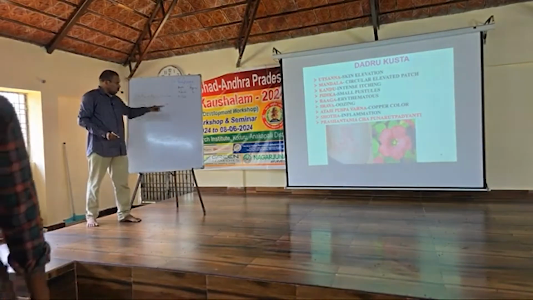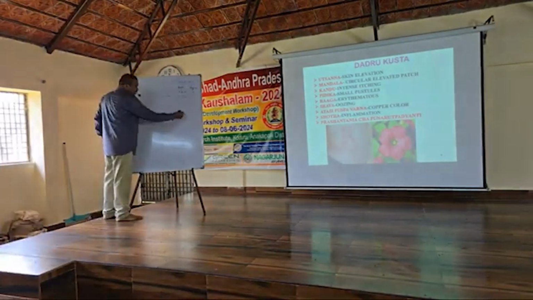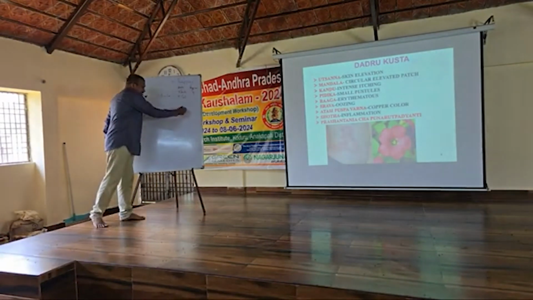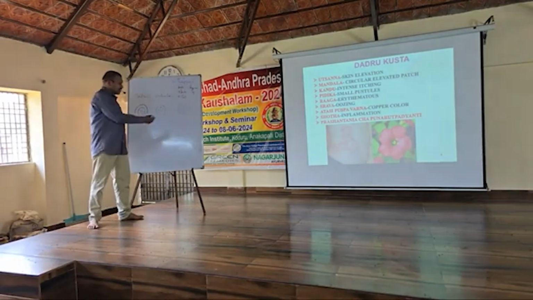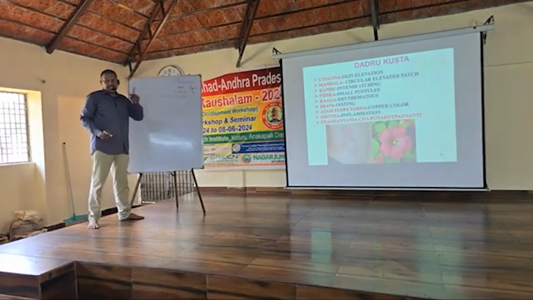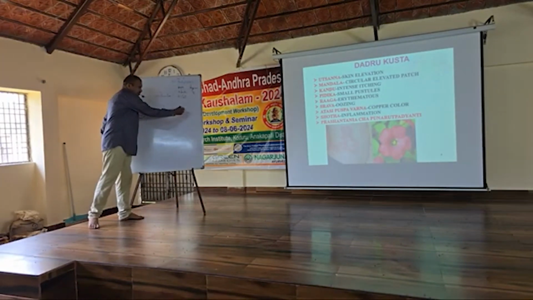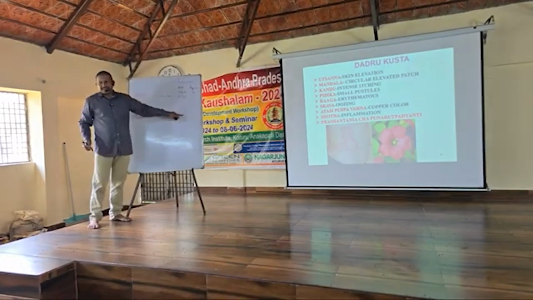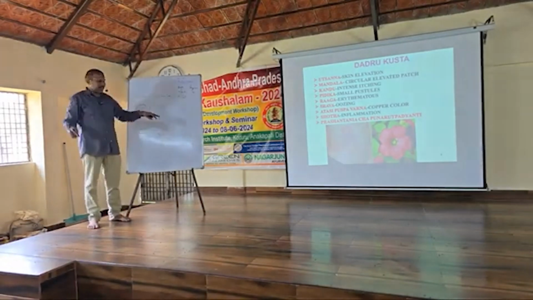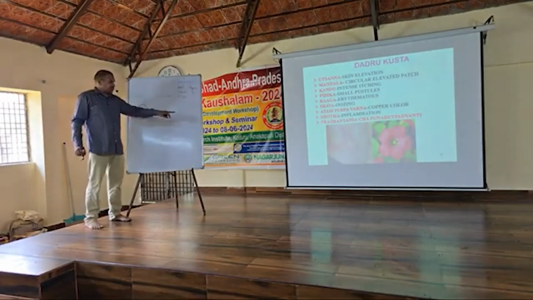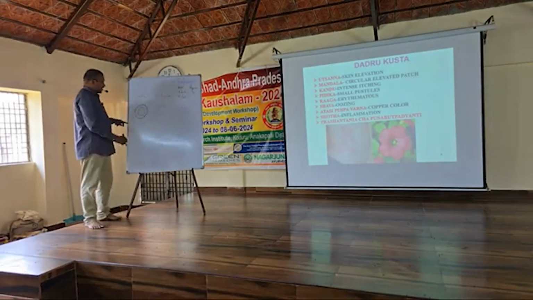But in Kitiba Kushta, this is also circular patches only, but very much scaliness is present. Sometimes Snigdha Kitiba Kushta is present. In this also, small pustules are present. It is a very rare case, but here in Vizag and other districts we see only the Roksha type of Kitiba Kushta. So you have to diagnose like this.